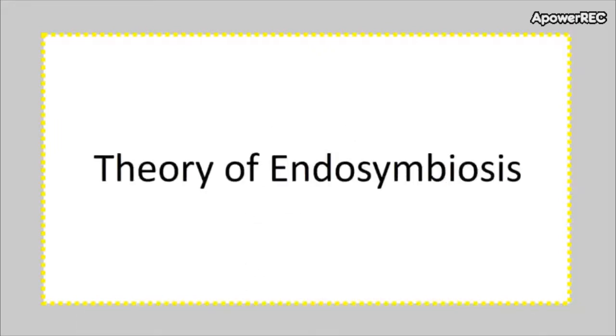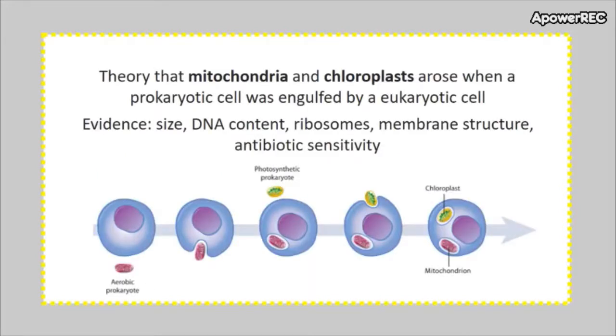Okay, 20. Theory of endosymbiosis. This is the theory that mitochondria and chloroplasts arose when a prokaryotic cell was engulfed by a eukaryotic cell, and over time the two evolved to coexist under these circumstances, and eventually led to the development of chloroplasts and mitochondria, the descendants of that prokaryotic cell.